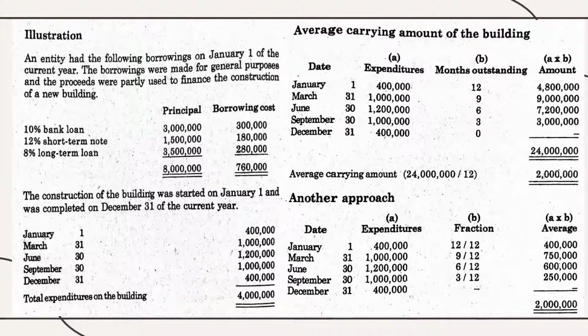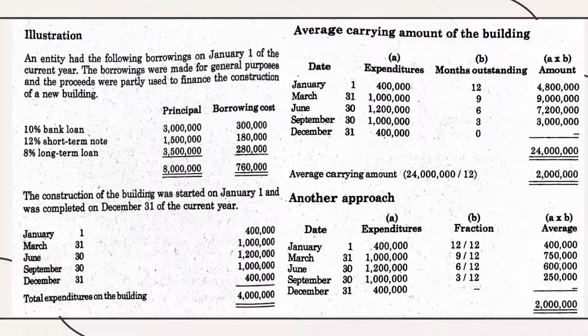So for the illustration, an entity had the following borrowings on January 1 of the current year. The borrowings were made for general purposes and the proceeds were partly used to finance the construction of a new building. 10% bank loan is 3 million for the principal and 300,000 for the borrowing cost. 12% short-term note is 1,500,000 and 180,000. 8% long-term loan is 3,500,000 and 280,000. The total principal is 8 million and 760,000 for the total borrowing cost.